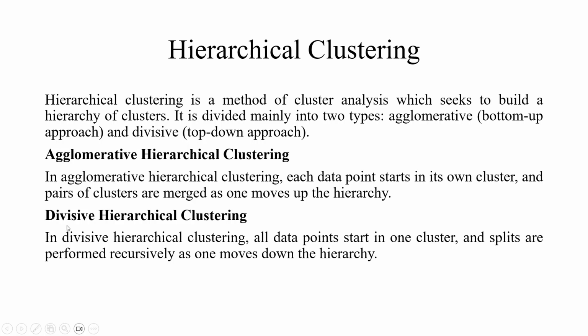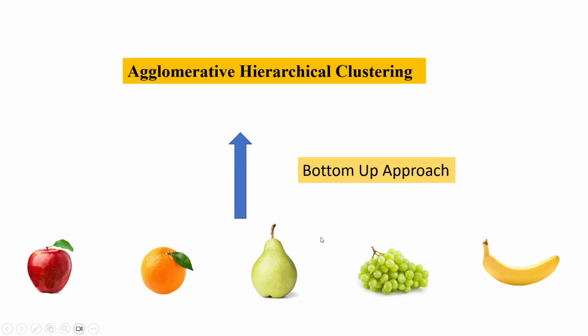In case of divisive hierarchical clustering, all data points start in one cluster and splits are performed recursively as one moves down the hierarchy. We will try to understand this concept by a small example. You can see some fruits here: apple, orange, pear, grapes, and banana. We are going to use agglomerative hierarchical clustering, that is bottom-up approach. These fruits will be merged on the basis of shape, color, or taste.